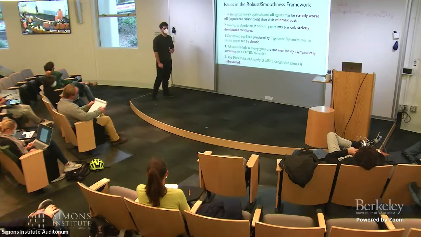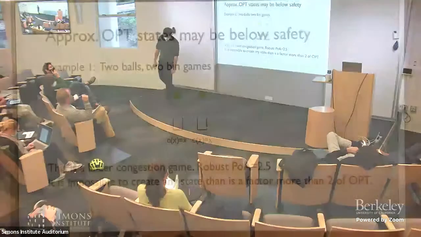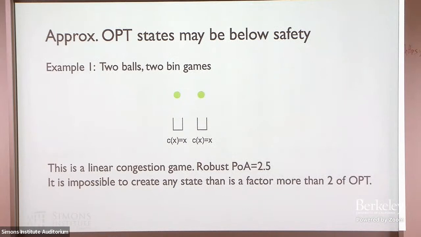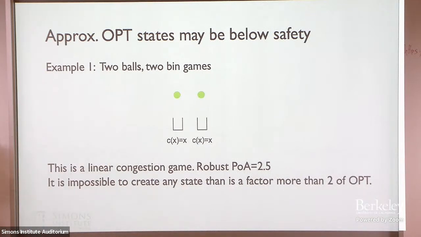Let's go through these points one at a time. Here's the simplest possible game: 2 balls, 2 bins. As I said, this is a linear congestion game, arguably a very, very simple one. So we know the price of anarchy for all of them is 2.5. But here's the case: for this game, it's actually impossible to create any state, let alone an equilibrium state, with a factor of more than 2 from opt. So the 2.5 is just a trivial statement.